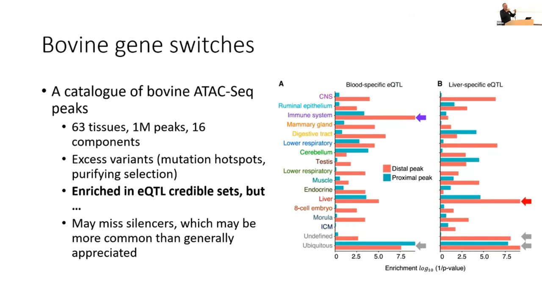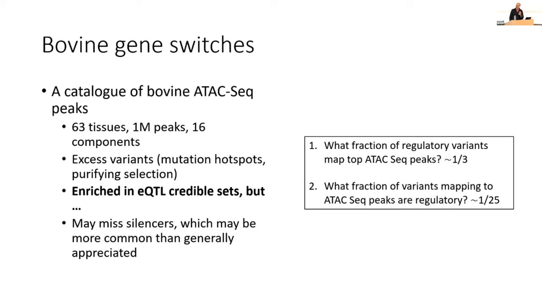Then we have EQTL information, and we overlay the ATAC peaks with the EQTL credible sets. And we find the expected enrichment in a tissue-specific way. I won't go into too much detail, except to say that we use the degree of overlap between these credible sets and the ATAC peaks to try to answer two questions. What is the fraction of regulatory variants that map to ATAC peaks? Our estimate is 1 in 3. And what is the fraction of variants mapping to ATAC peaks that are regulatory? 1 in 25. So essentially you say, oops, am I really going to get as much information as I thought I would out of these catalogs? Sensitivity and specificity are maybe not as good as what we would have hoped. So why is that? For instance, the first question, why is that? Either we don't have all the ATAC peaks, which is sure, but another possibility is that you can perturb gene switches, called EQTL effects, by being a SNP that is outside of a gene switch.